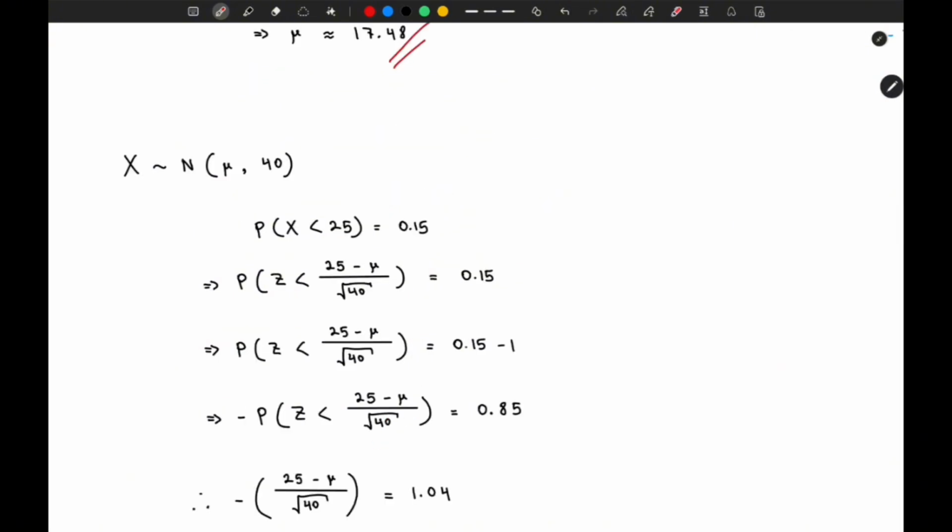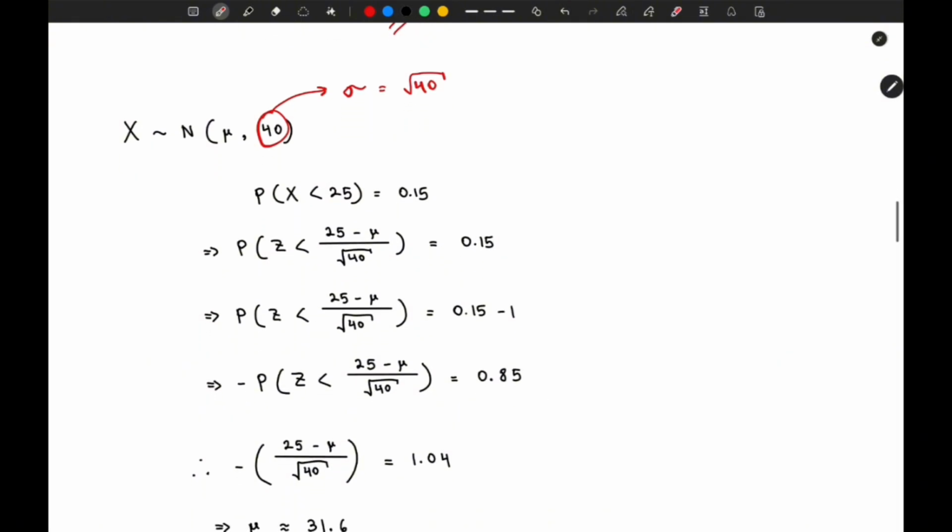Alright, now let's look at another case, where x is normally distributed with the mean, mu, unknown, and the variance, which is 40. So the standard deviation will be root over 40. And they have given us the information that the probability of x is less than 25 is 0.15.